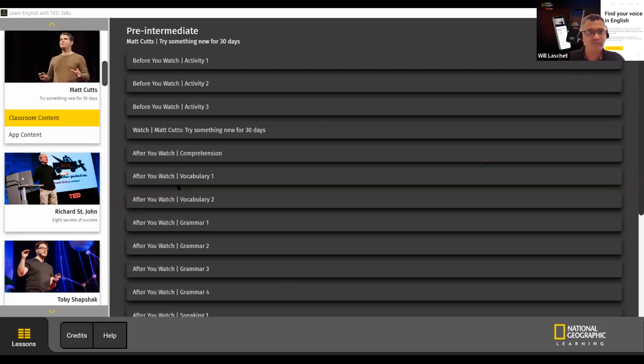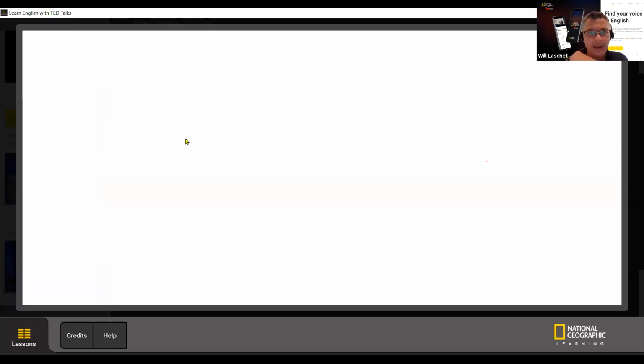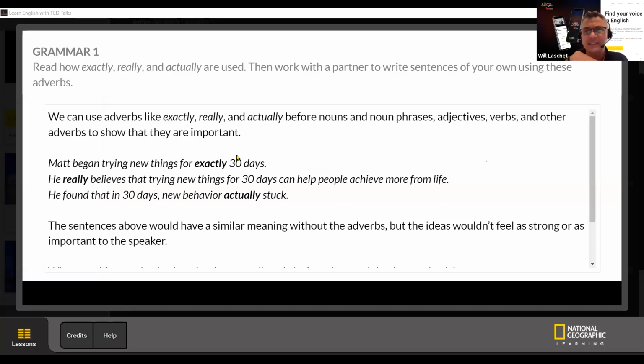grammar. So let's go down to grammar number 1. And I think this is an interesting grammar point because it's not one of the grammar points which is commonly taught. It's actually looking at the use of 3 adverbs and how we use them. So it's something a little bit different to the normal kind of grammar that we do.